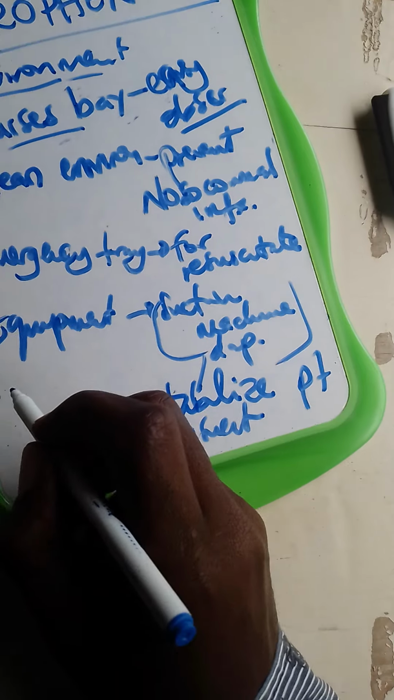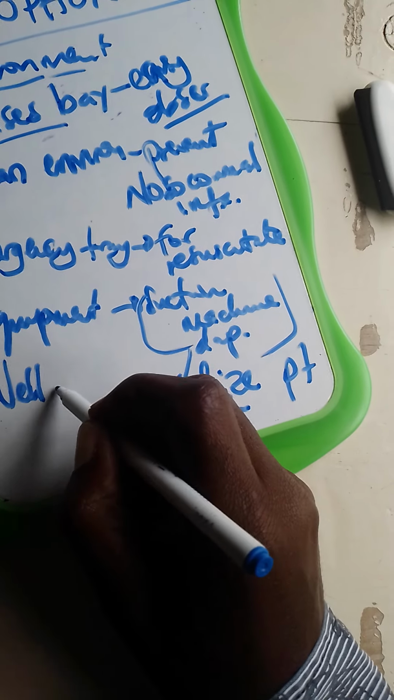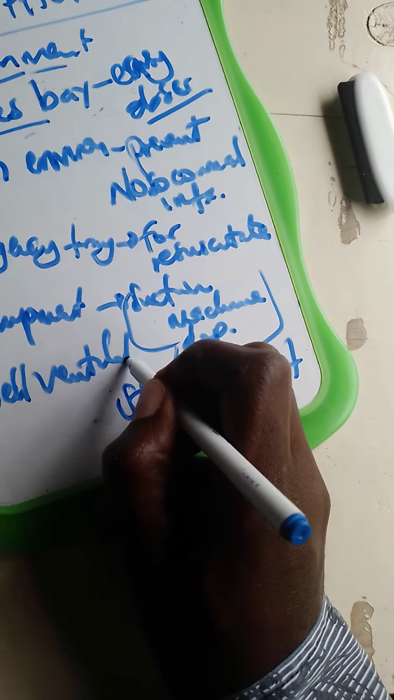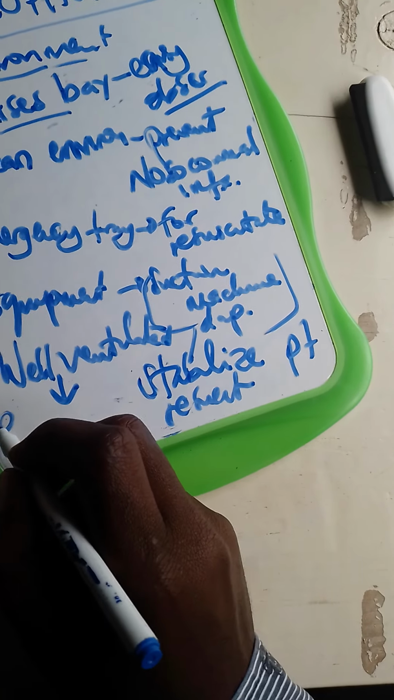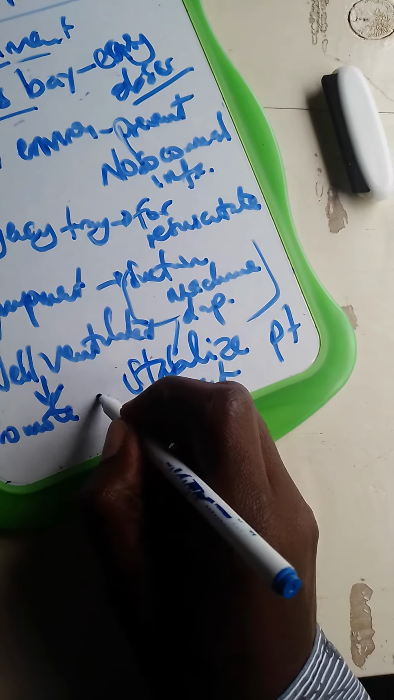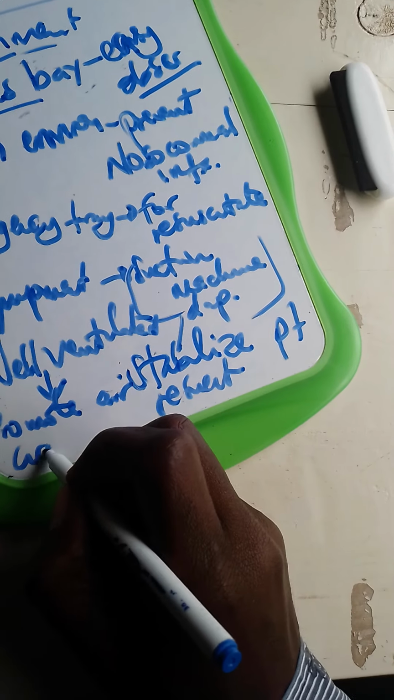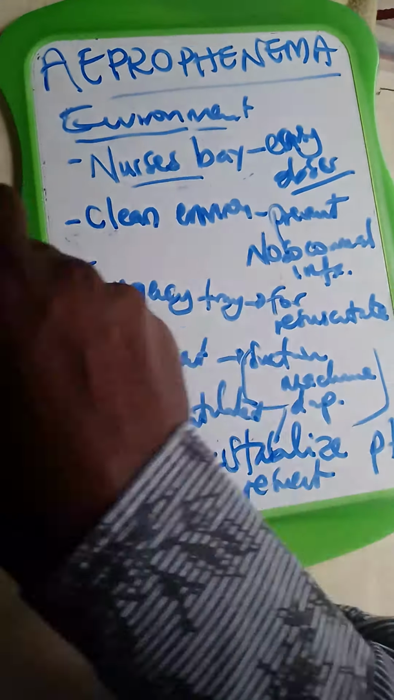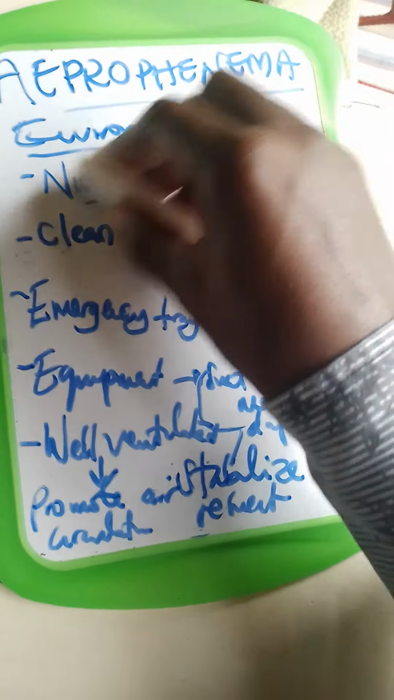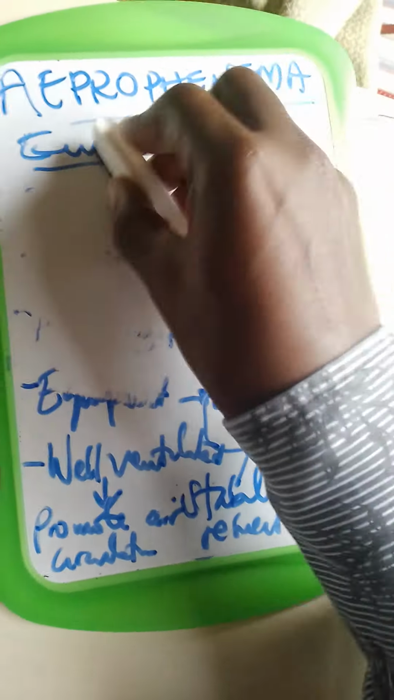Then what about those who say that they will nurse a patient in a well-ventilated environment? What should be the rationale there? The rationale is to promote air circulation. So these are the possible rationales that you can have with their points under environment.